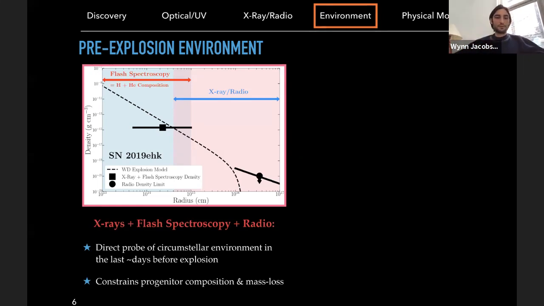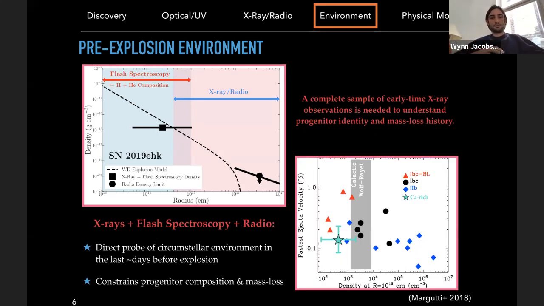So what we found from these X-rays and flash spectroscopy is that this star had a very confined, dense shell of hydrogen and helium-rich material right around it in its circumstellar environment at the time of explosion. And compared to other hydrogen-poor supernovae, we can start to place the calcium-rich transient class in this X-ray phase space, this density phase space. And if we start to build up the sample, as I show on the right, we'll understand mass loss history in hydrogen-poor supernovae as well as calcium-rich transients if we start to observe X-rays earlier on. And we start to understand what the environment is like in the last days or months before explosion.